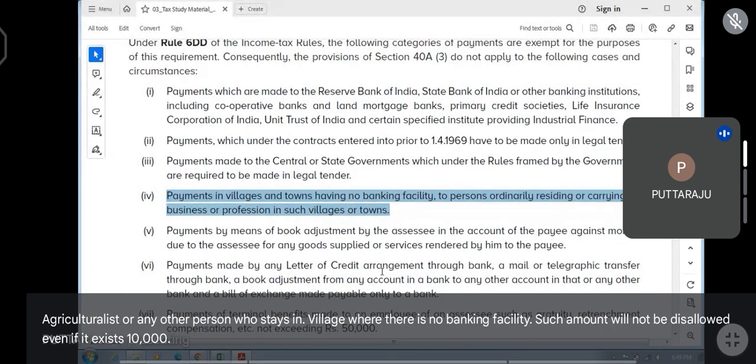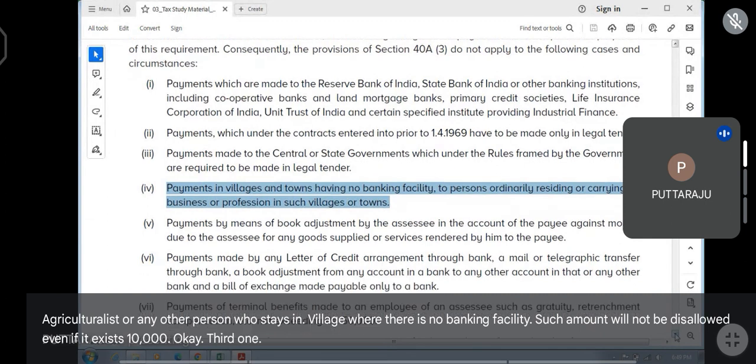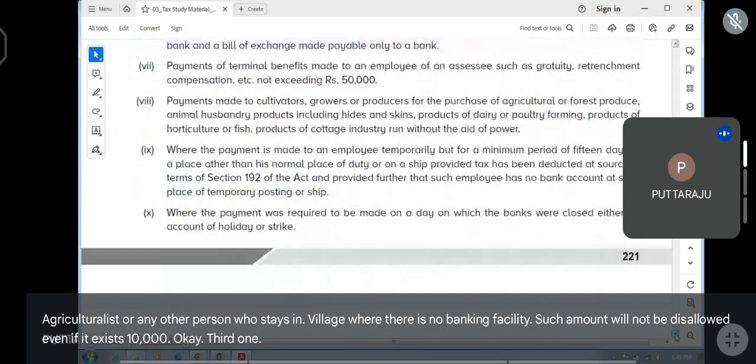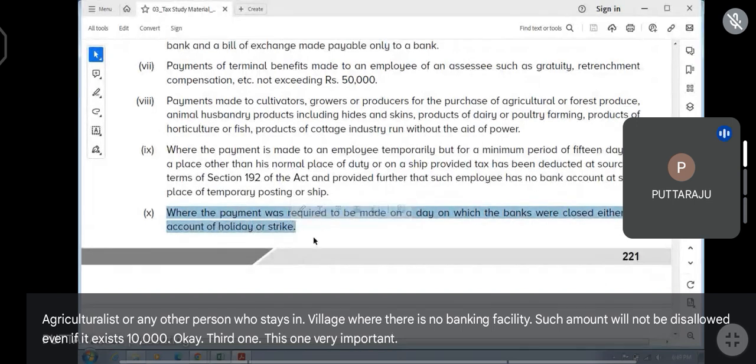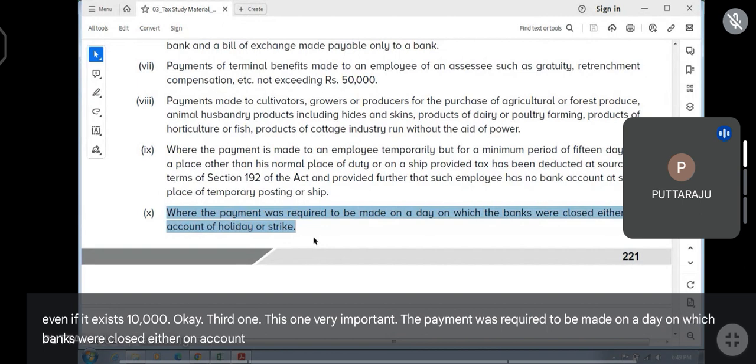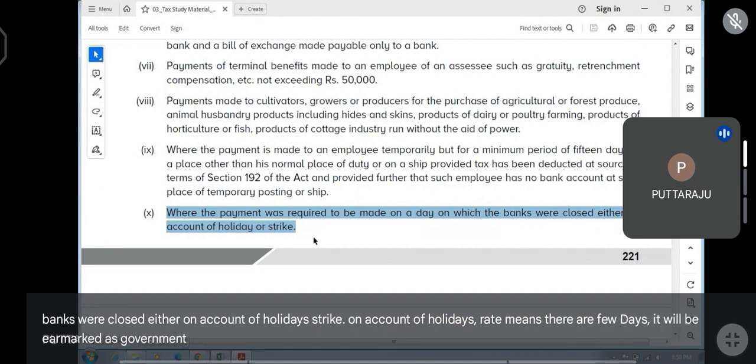Okay. Third one, this one very important. The payment was required to be made on a day on which banks were closed, either on account of holiday or strike. On account of holiday or strike means there are a few days earmarked as government holiday. What are those? August 15th, January 26th, May 1st, December 25th.